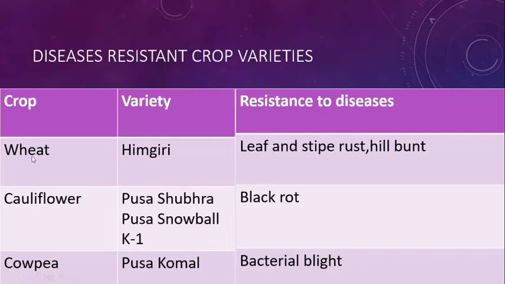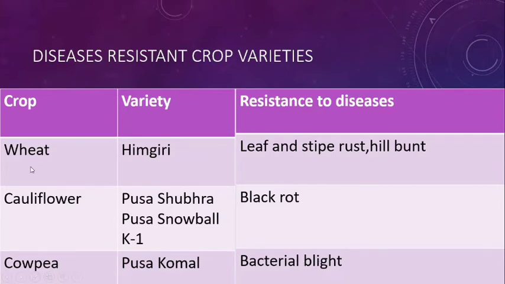So wheat, the variety name is Himgiri, resistant to the diseases leaf and stripe rust. Cauliflower, Pusa Shubhra and Pusa Snowball K1, resistant to the disease black rot. Cowpea, Pusa Komal, resistant to the disease bacterial blight.